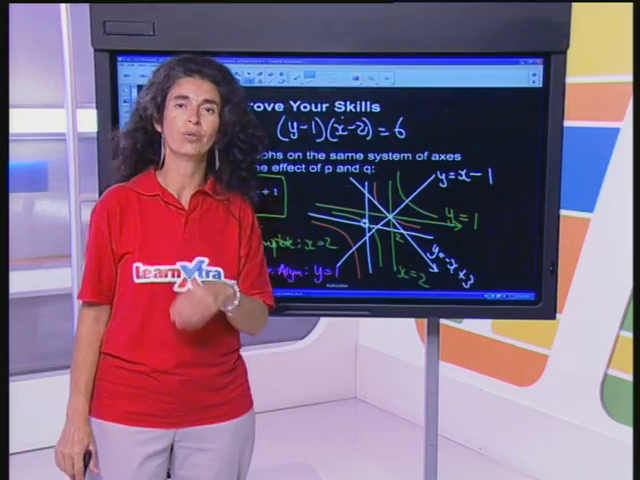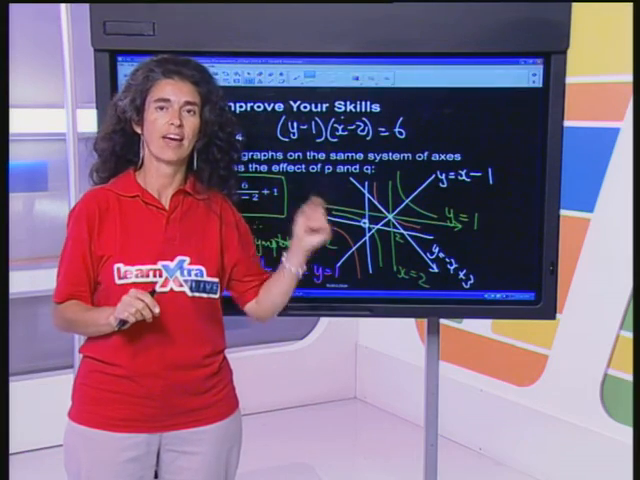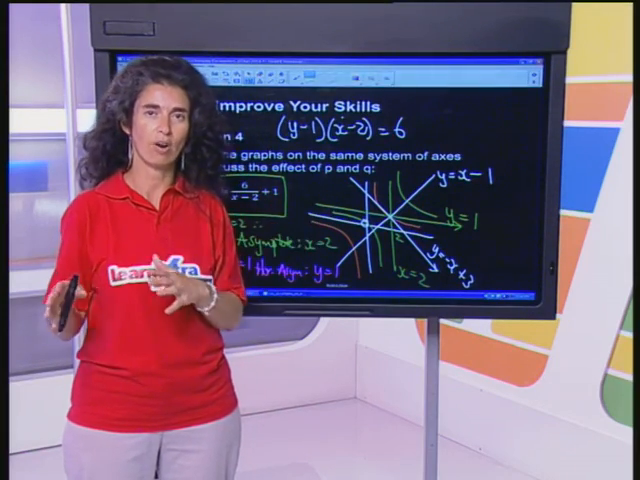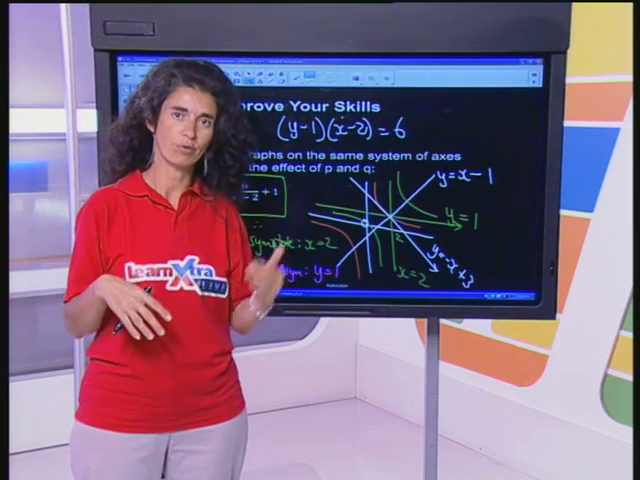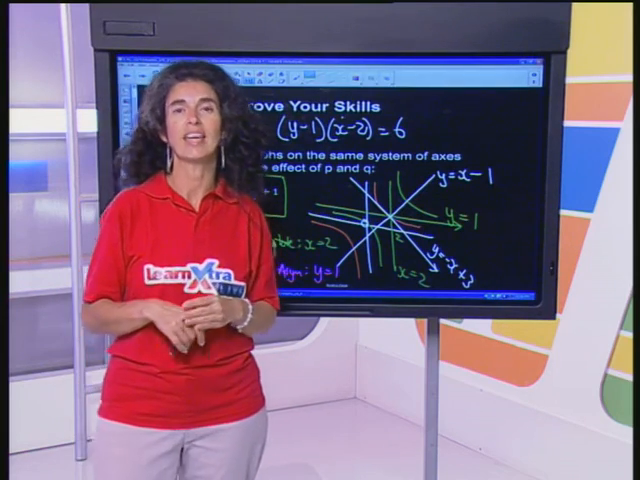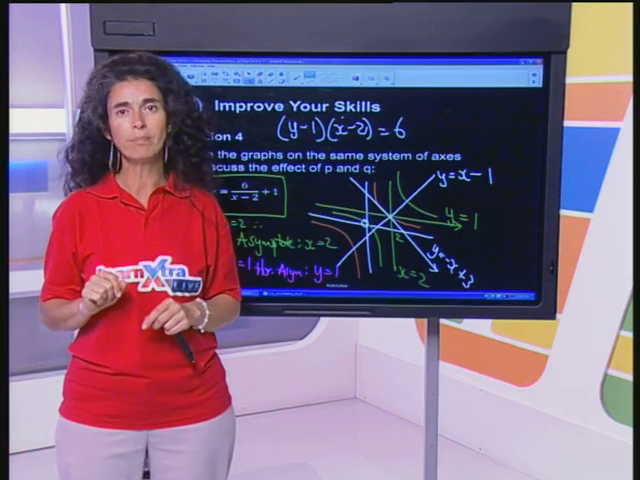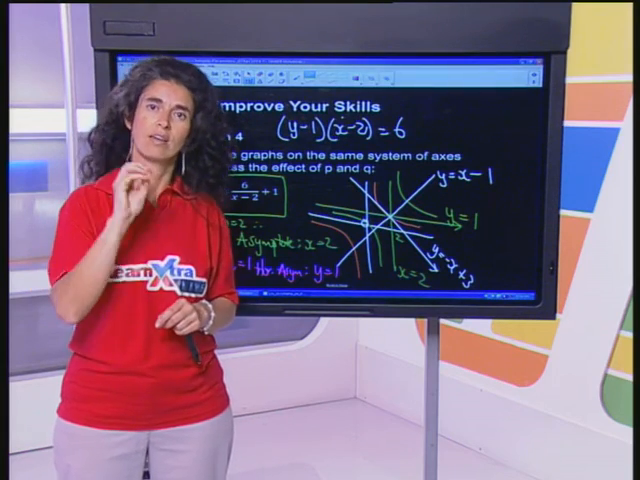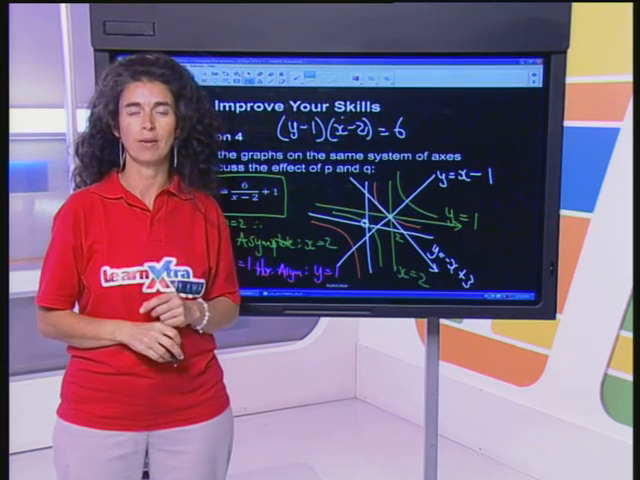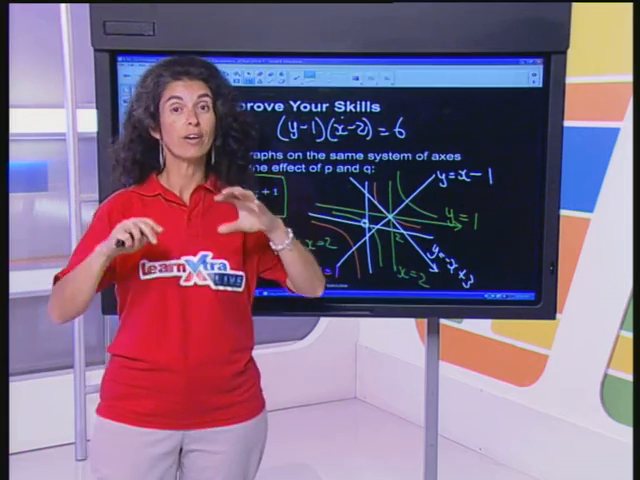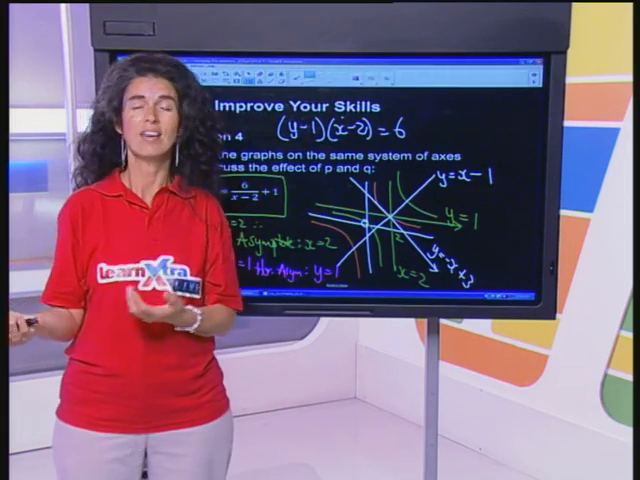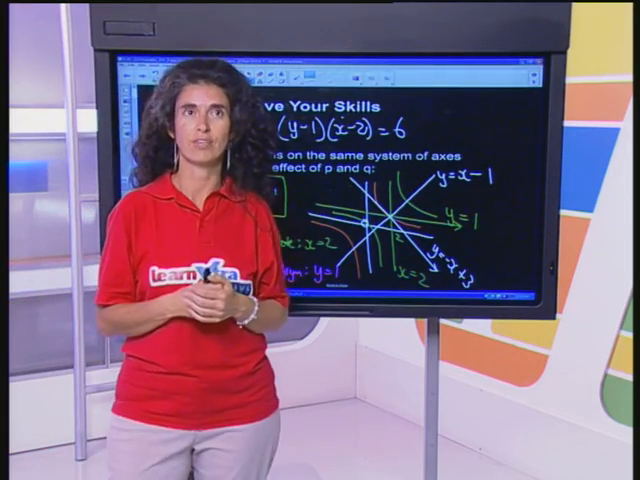So P and Q have the same effect as they had for the parabola. They will translate the graph horizontally and vertically. However, they give us different information. PQ tells us the turning point in a parabola. PQ tells us the values of the asymptotes in the hyperbola. So even though they show us graphical translations, algebraically they're giving us different kinds of information.